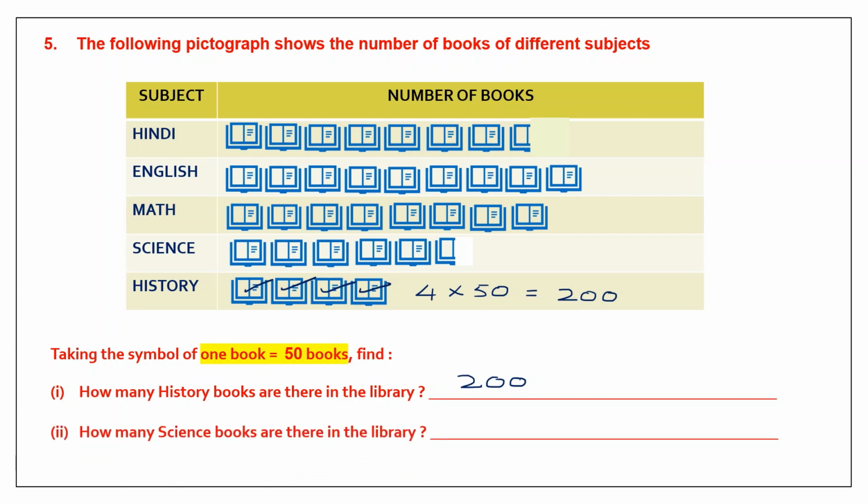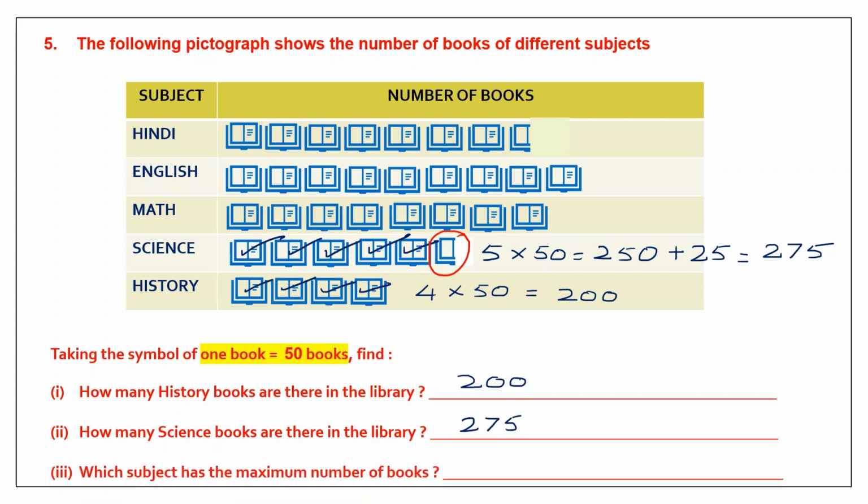Next one, how many science books are there? So science, let's see, 1, 2, 3, 4, 5. And then we have a half symbol here, a half book. So first we have 5, so that is 5 into 50. 5 5s are 25 and then 0. Now we have half a book. One book stands for 50 books, so half will stand for half of 50, which is 25. So plus 25. 250 plus 25 is 275. So there are 275 science books in the library.